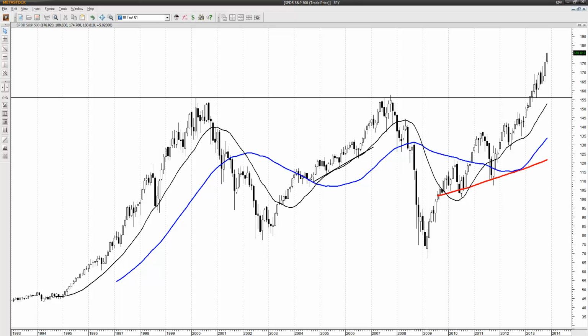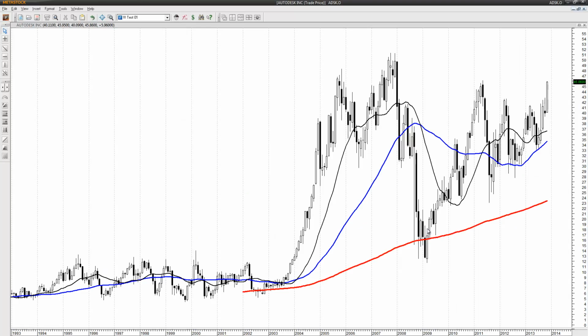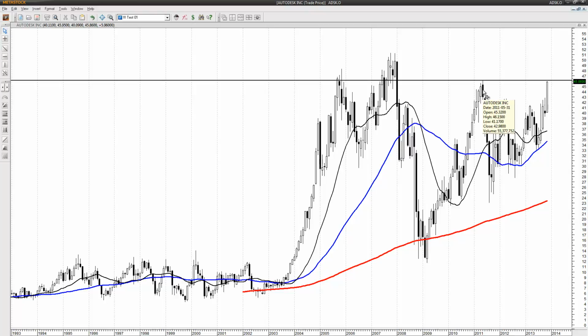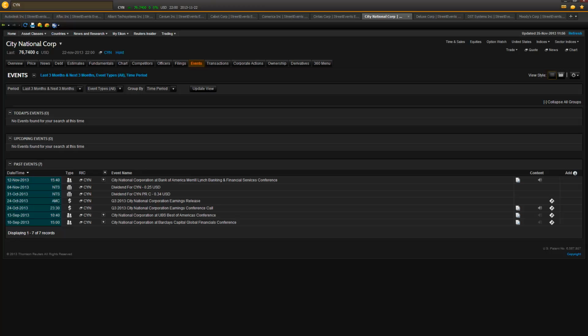Okay, enough. Let's take a look at the first chart I got. It's Autodesk, and I've taken this peak as my short sell limit order entry. The high is 46.15. I can show you.